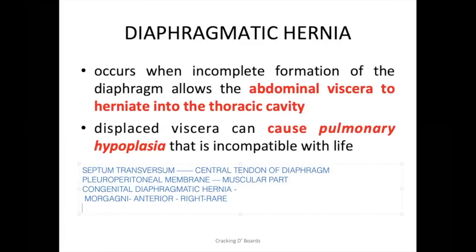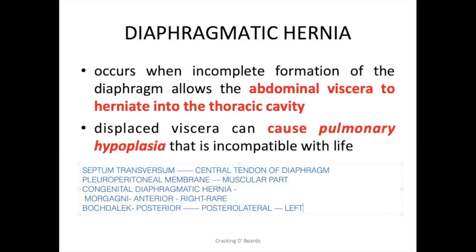Bochdalek is posterior. Okay, specifically posterolateral. This is found on the left side, usually. So the most common congenital diaphragmatic hernia is Bochdalek. Bochdalek is posterior. Most common location is posterolateral, and it's usually on the left side. Morgagni is anterior, usually found on the right side. This is rare. I hope you got this.